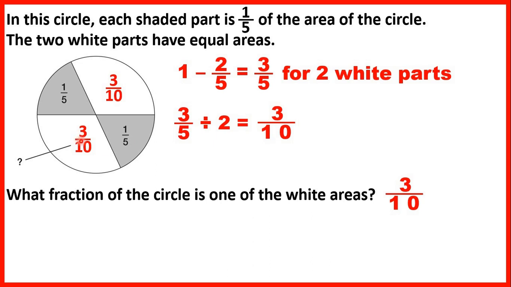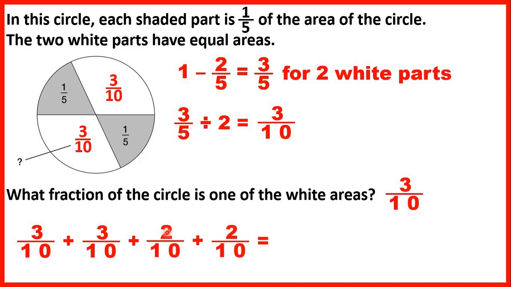And that makes sense because 3/10 plus 3/10 is 6/10, and 6/10 can be simplified to 3/5. Also, notice 3/10 plus 3/10 is 6/10, and 1/5 is the same as 2/10. So if we have 1/5 and 1/5, we can add 2/10 and 2/10. And if we add up these fractions, we get 10/10. And remember, if the numerator and denominator are the same, we have 1 whole. And that makes sense because we have 1 whole circle.